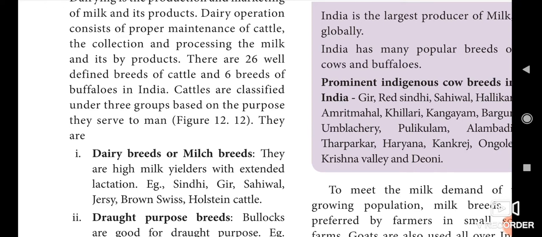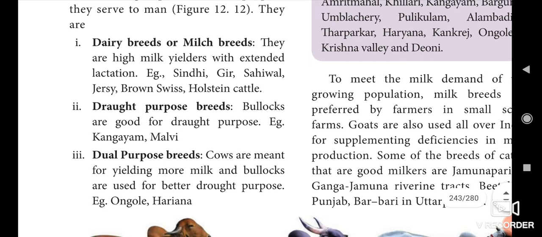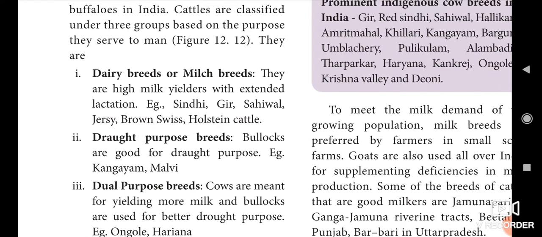First of all, dairy breeds or milch breeds. Then the second one, drought purpose breed. Then the third one, dual purpose breed. First we see about the dairy breeds or milch breeds. Here they are high milk yielders with extended lactation. For example, Sindhi, Gir, Sahiwal, Jersey, Brown Swiss, Holstein cattle.